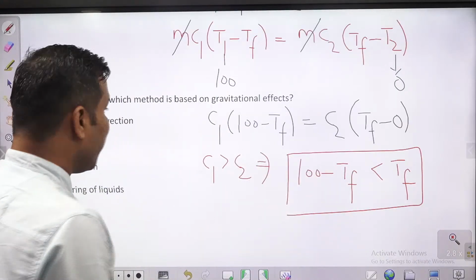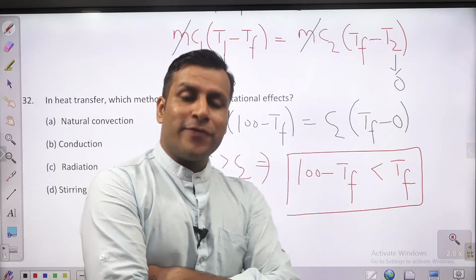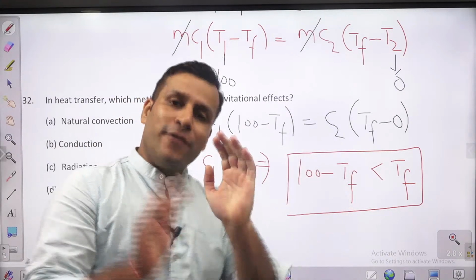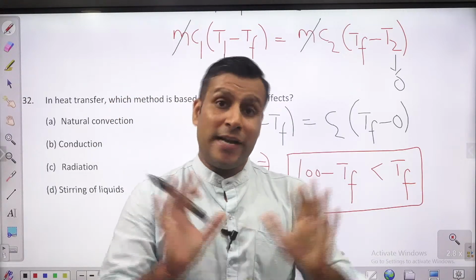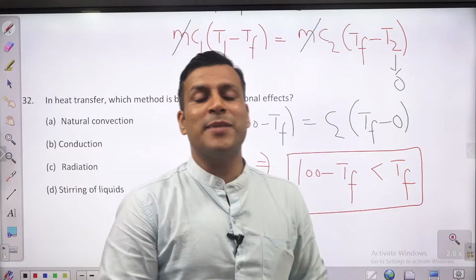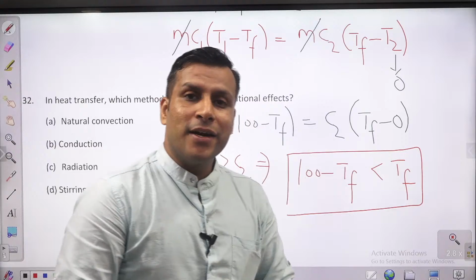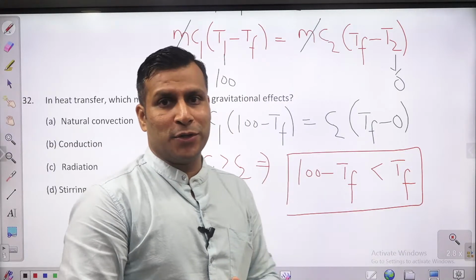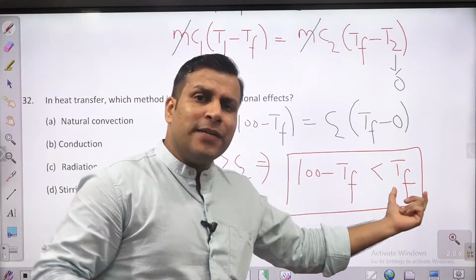So now if you put in 50 here, 50 is less than 50. That is not right. You will get 50 as the final temperature only if the specific heat is not changing with temperature. But here he has mentioned the specific heat is changing. That's why if you put in 45, what do you have? 100 minus 45, 55 is less than 45. Is it right?